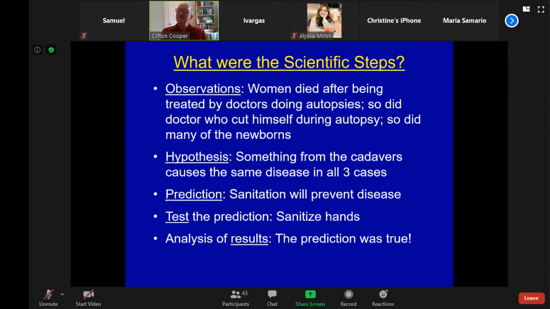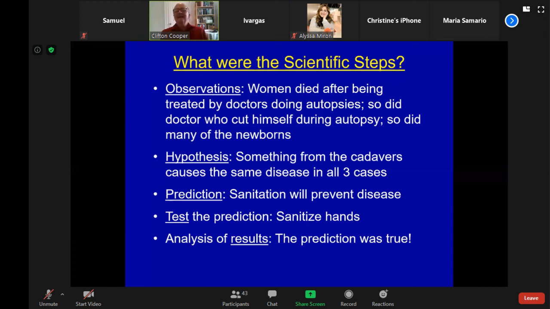Also, consider the message he's telling them. He's going to other doctors and saying that, well, when you've been trying to save lives, actually you've been killing them. That's not a very popular message. A lot of people didn't want to hear that message.